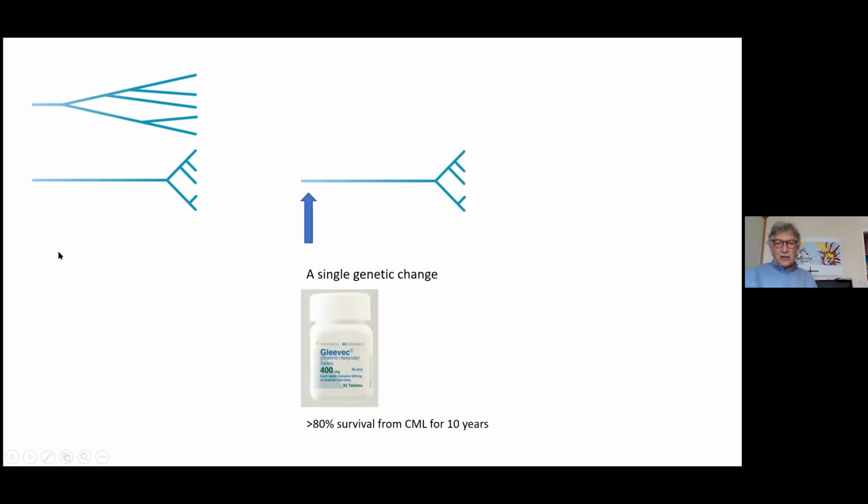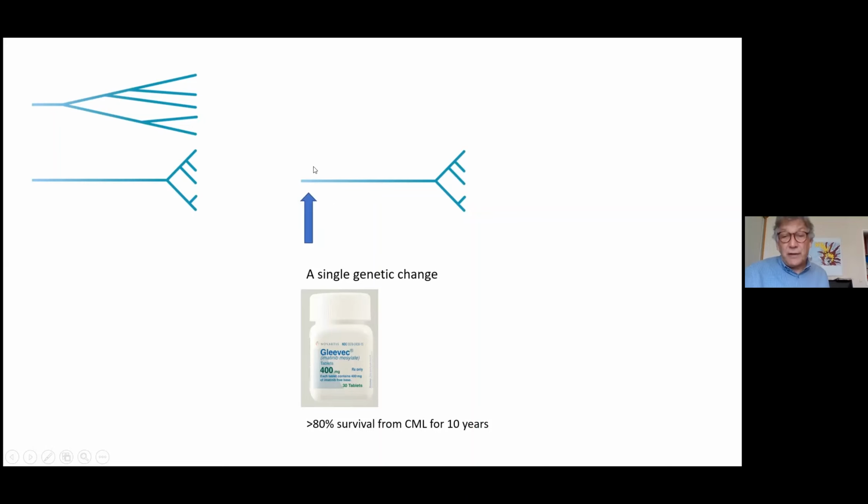So let's take these two examples again: the very complicated tumor with branched evolution progressing, and the other with one mutation and a long period before anything happens. Well, the good news is there is a sort of tumor, chronic myelogenous leukemia, and it has exactly one mutation. It's in a protein called ABL, and there's a drug that blocks the activity of that protein called Gleevec, and it provides 80% survival from this leukemia for 10 years, 80% survival of the patients.